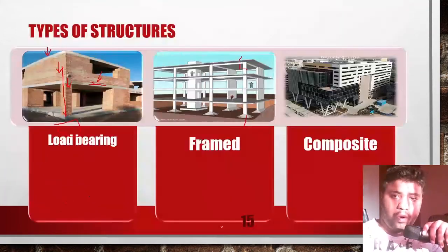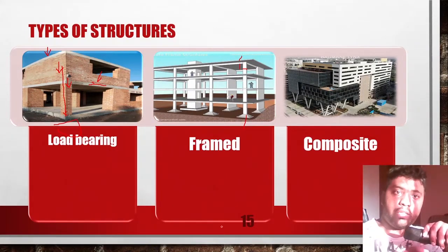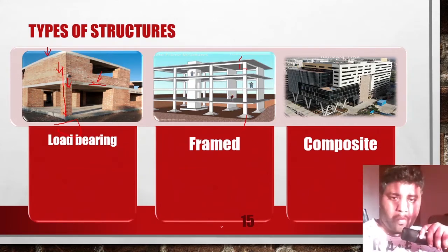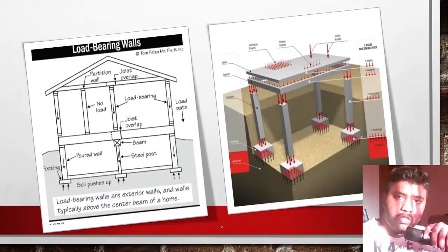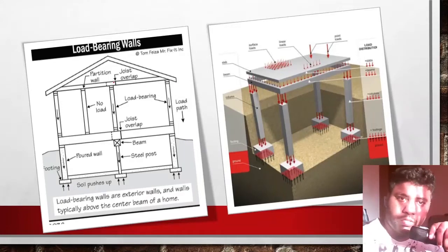So now you understand the concept clearly, right? What are the types of structures based on load transfer? Three types of structures: load bearing structure, frame structure, and composite structure. Okay. Next, you can see some pictures. I have taken some pictures from the internet so that you can understand it clearly.